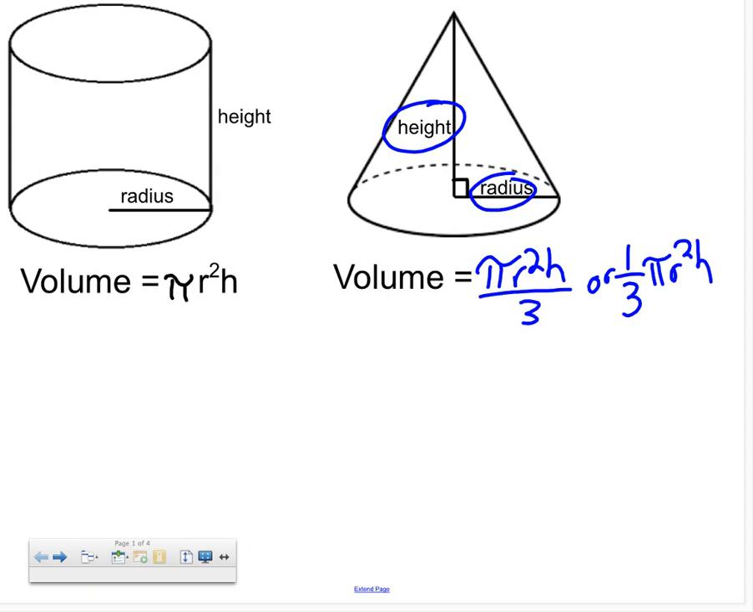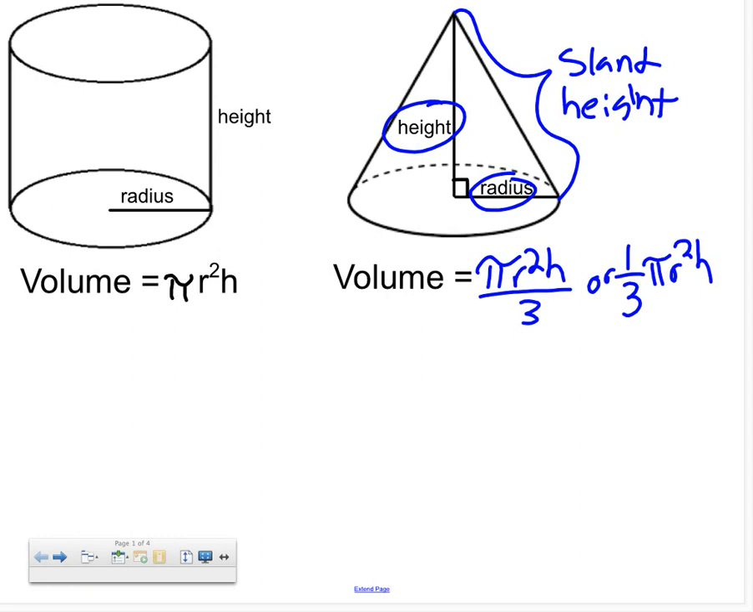The slant height is this little diagonal piece here. So we call it the slant height for obvious reasons. That is basically the distance you would go if you stood on top of the cone and slid down the side. That is used for the surface area of the cone, but it is not used for the volume.